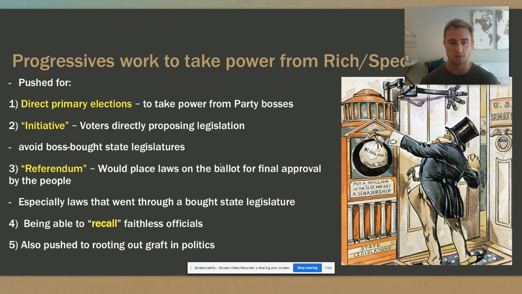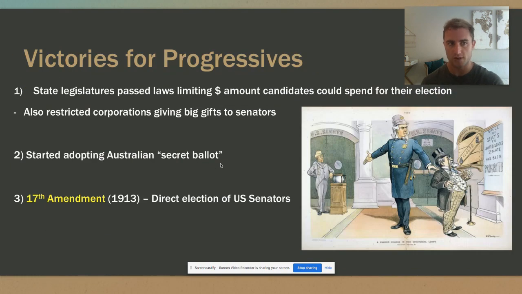That was something that was proposed in the Progressive Era. And then, of course, getting rid of graft, which is a huge problem, notably with the Grant administration and the Credit Mobilier scandal. So what were our victories? We did see the states start to adopt new laws like referendum and initiative, and also limiting the amount that candidates could spend on their own election.